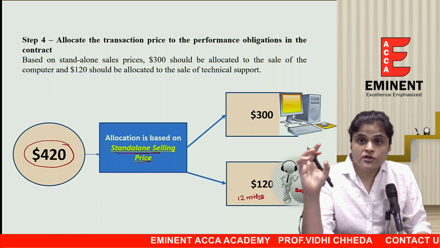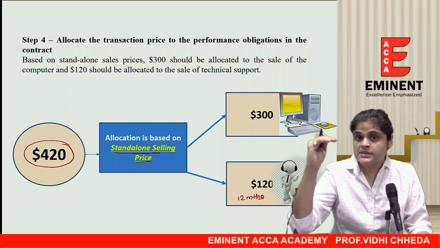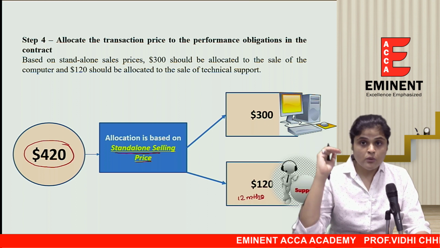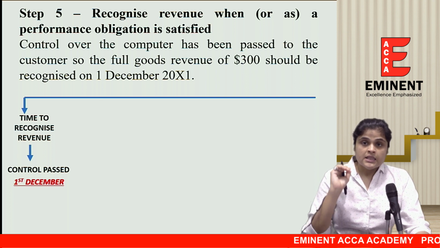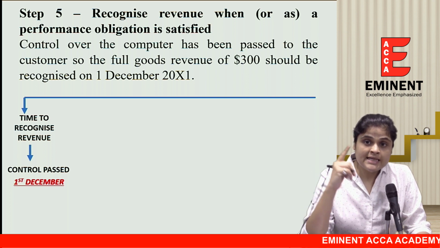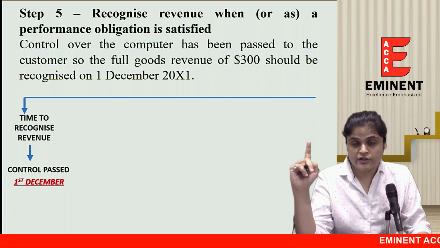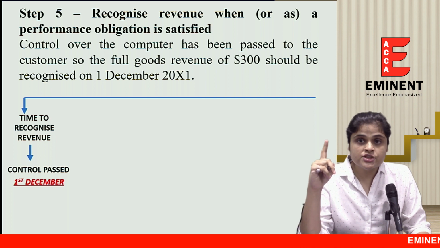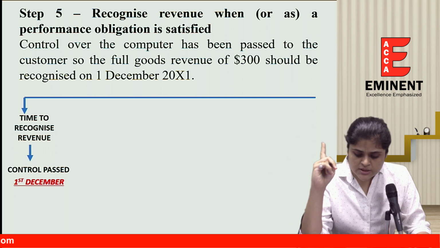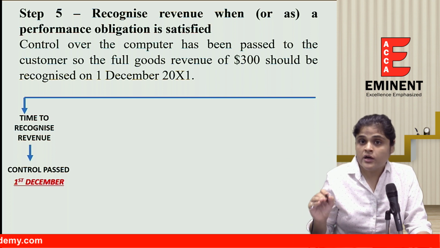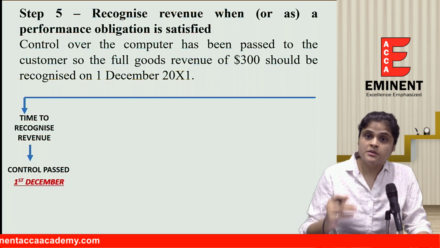The revenue, the collection of 420 will be divided in 2 parts, one for the goods and one for the services. Now when do we record the revenue? For that we have to come to step number 5. There are 2 performance obligation. As and when performance obligation will be satisfied, we will record the revenue. The first performance obligation is selling computer to the buyer. This is happening on the same date. So when do we record revenue coming from computer? The day when the control will pass to the buyer.